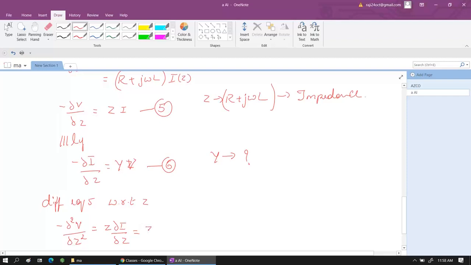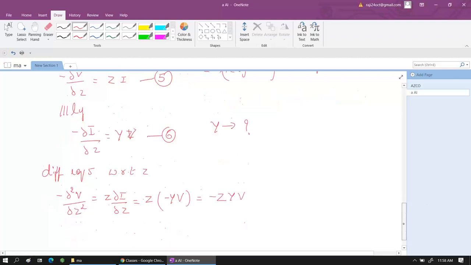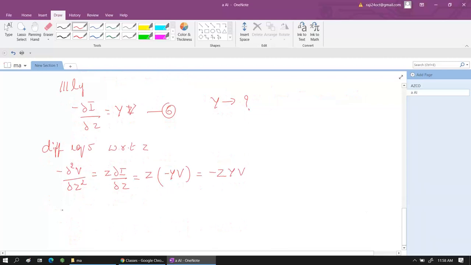This becomes Z. What is ∂I/∂z? It is minus YV, fine, capital V. So upon further simplification, rearranging, it becomes minus ZYV. Now what we can do here, I can write it as minus ∂²V/∂z² is equal to minus ZYV. Our final aim is to find the expression for voltage as well as the current. So this is what we will get here.